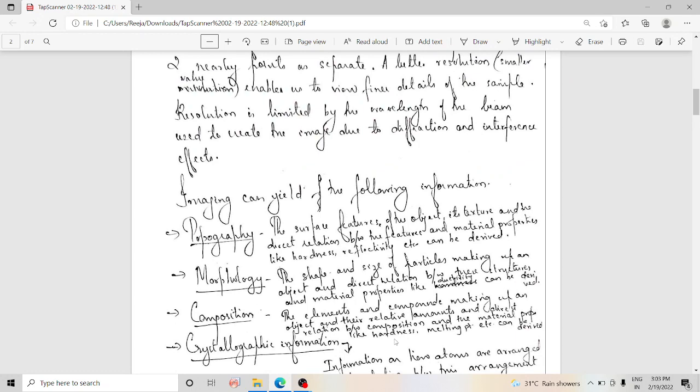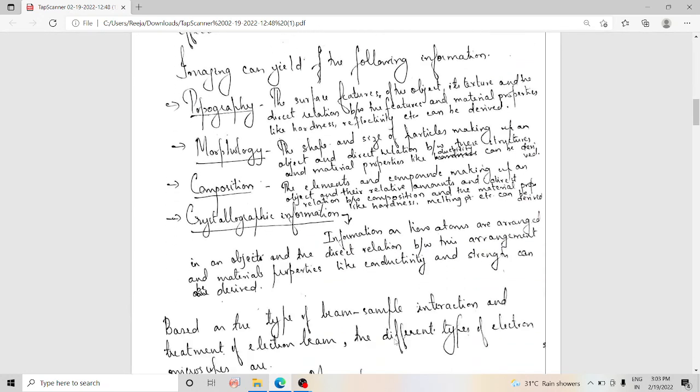Next, we come to what information can be extracted from the image that you view through an electron microscope. When you keep a nano sample in the sample holder of an electron microscope and view it, you will get to know about the topography of the sample, that is, how its surface features are. You can know about the morphology of the sample, that is, the shape of the sample, size of the sample, etc.